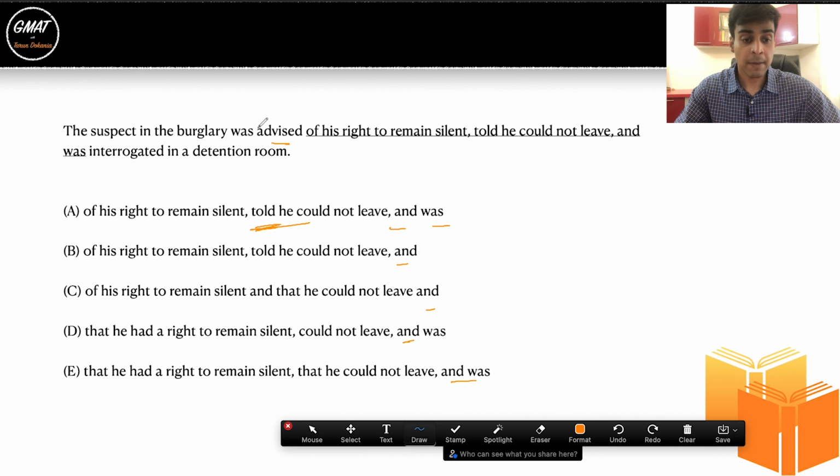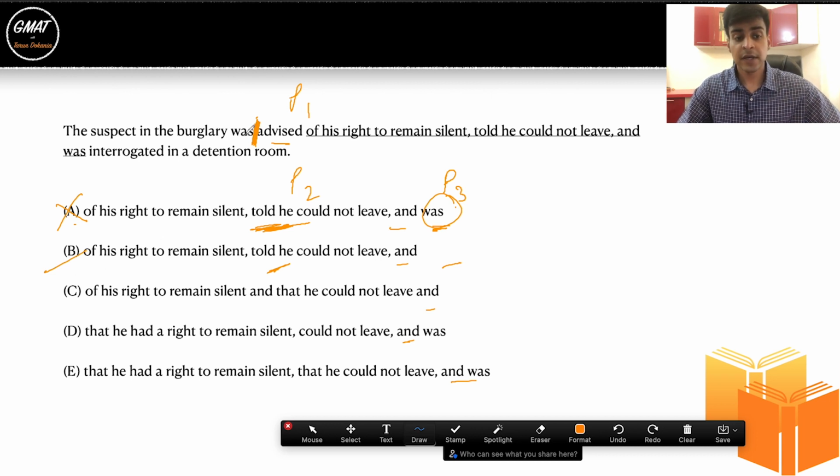So I know that my parallel construction has to break from here. There's one element, there's a second element, there's a third element. The only way this makes sense is if I break from here, which means for this as well, the break should come after "was." So this is redundant and that's A eliminated. Looking at B, the suspect in the burglary was advised of his right to remain silent, told, again the same thing, right? It has to break from "was," and in this case, "interrogated" fits it. The suspect in the burglary was interrogated in a detention room, was told he could not leave, was advised of his right. Good, I'll keep it alive.